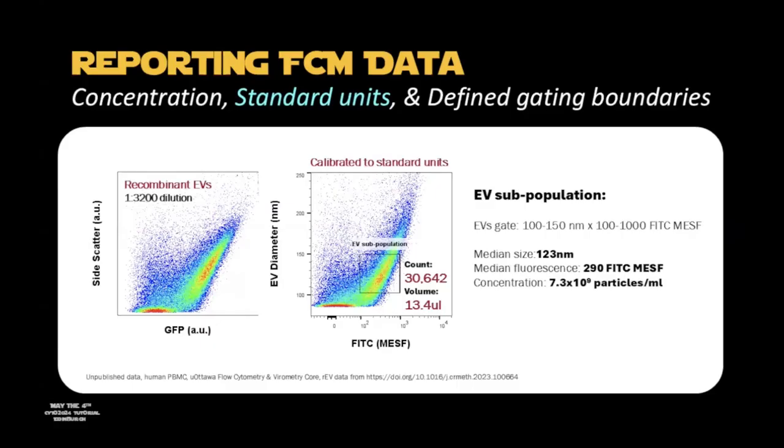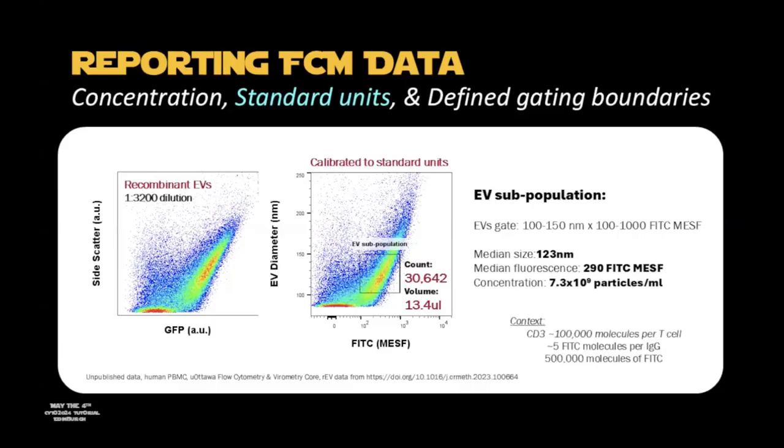So because I ran these samples on a volumetric instrument, I know the exact volume that was acquired for this many numbers of EVs, and I can very easily calculate a concentration. So here, when we report with defined boundaries as well as standard units, it is truly a way to be able to tell people how to find something afterwards. It's like giving them a map, giving them GPS coordinates.